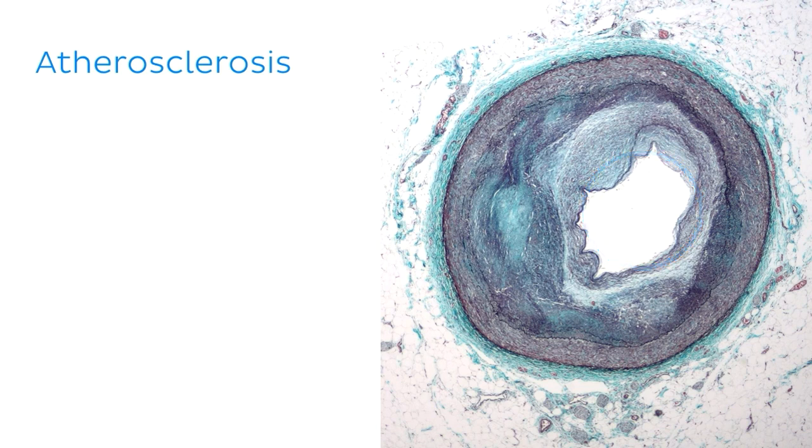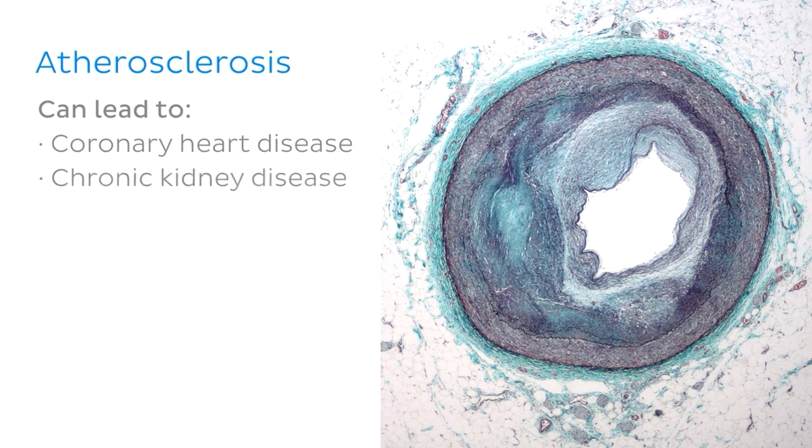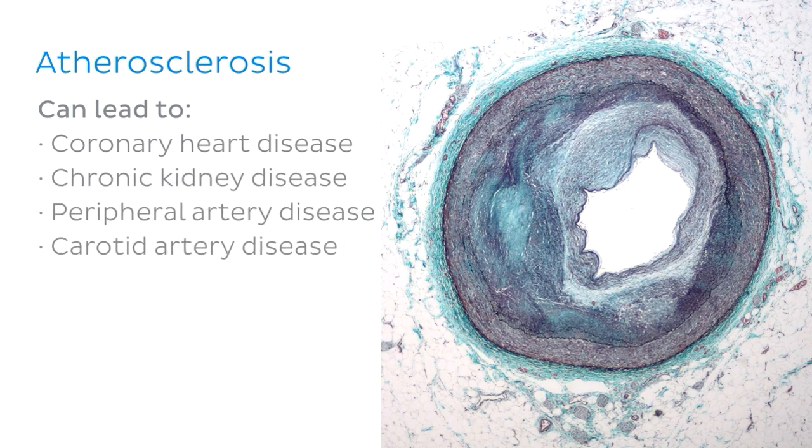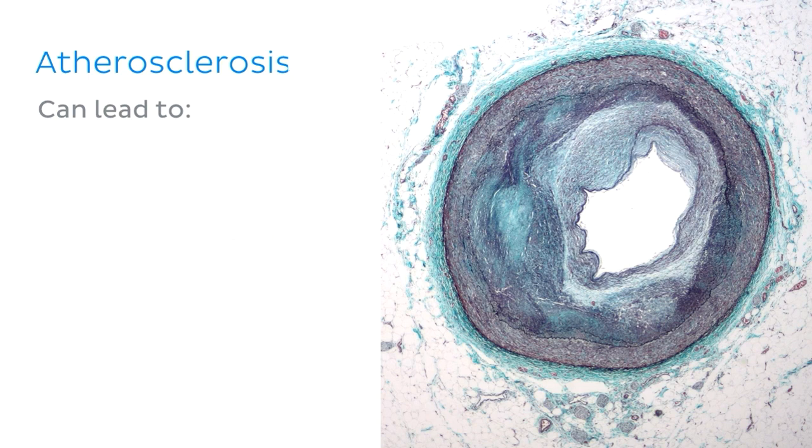As you might be able to guess, this narrowing limits the flow of oxygenated blood, which can lead to serious conditions like coronary heart disease, chronic kidney disease, peripheral artery disease, and even carotid artery disease, as this can affect any of the arteries in the body. And of course, as you've probably heard, this eventually can lead to heart attack, stroke, and even death.